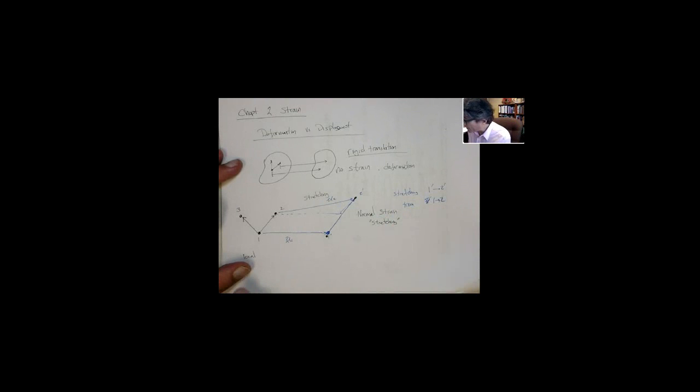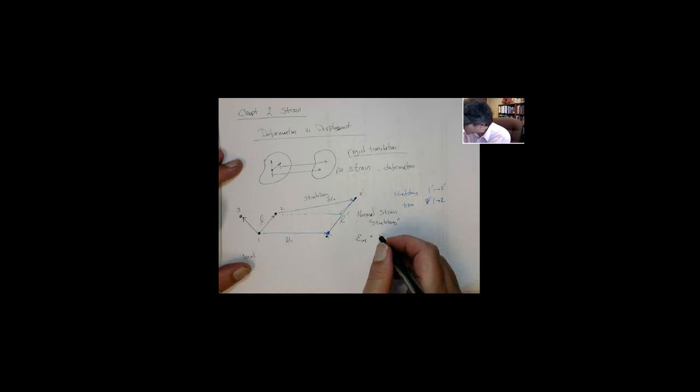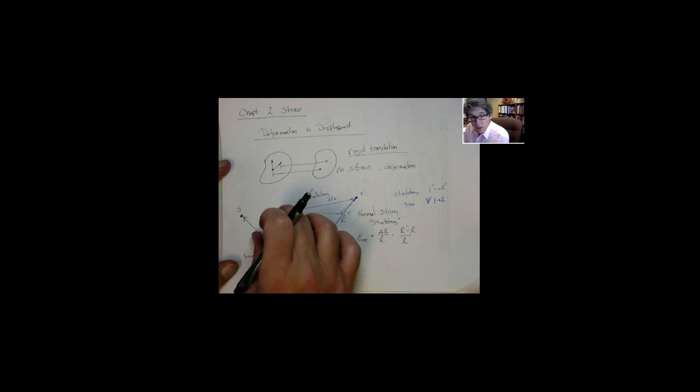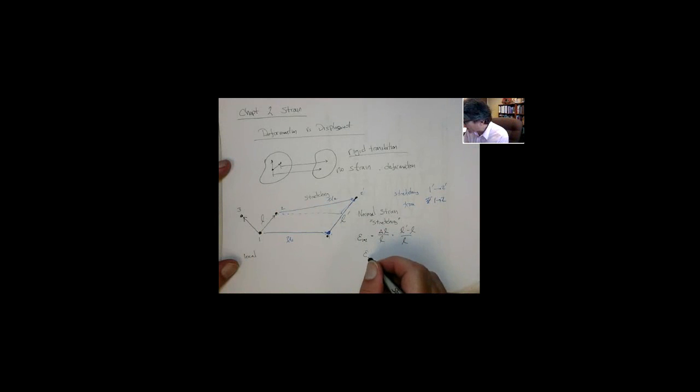The mathematical definition of this normal strain, from segment 1 to 2, is this: let's call this L, and I'll call this L prime. It's the change in length over the original length, or L prime minus L over L. And mathematically, we consider the limit as L goes to 0, and you get the strain at a point, which is the derivative of the displacement field with respect to x. That's the strain as you take the limit.